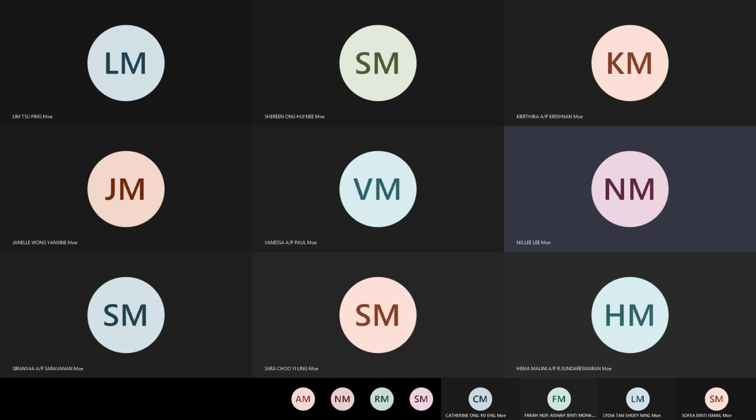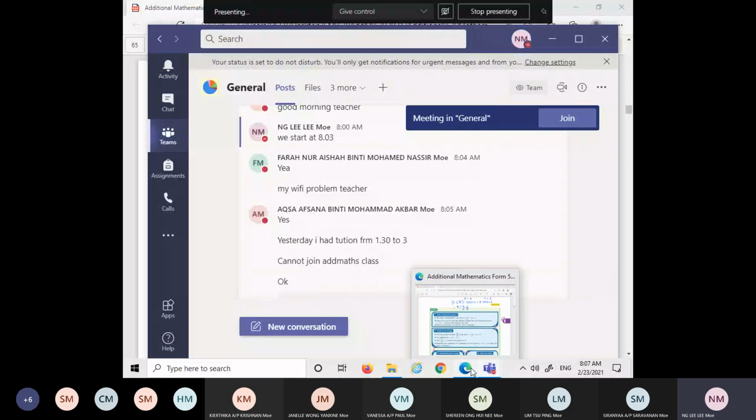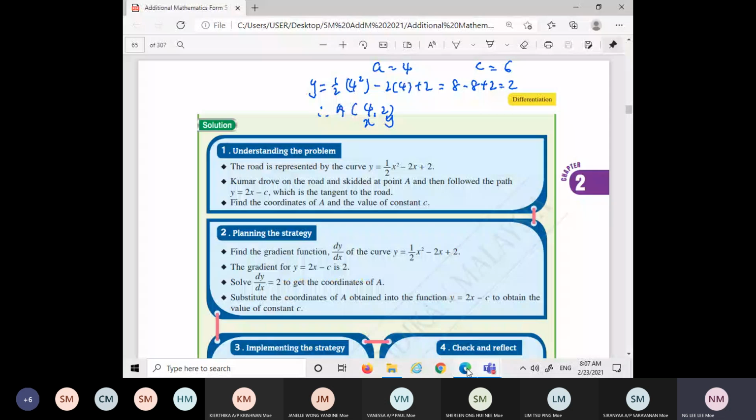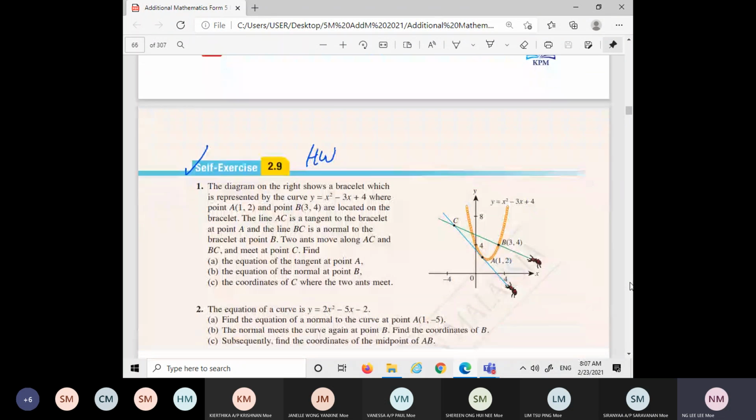I start recording. Okay, and then I share the screen. Okay, can someone on the mic see the screen and hear me? Yes, teacher. Okay, so you turn to the textbook. Turn your textbook to page 57.